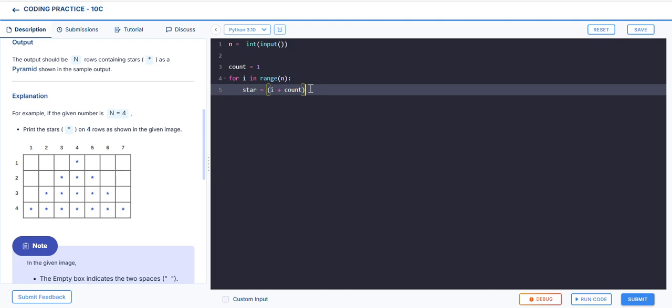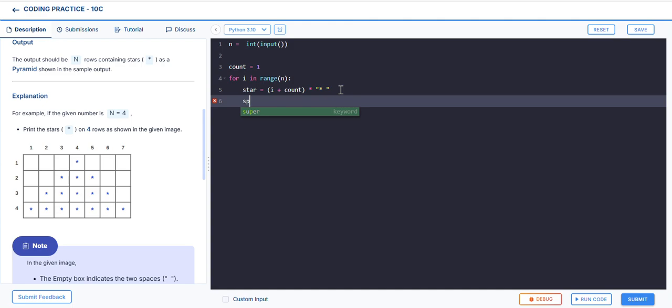Are you getting my point? This many times, I plus count times, we have to repeat the stars. Star means star with 1 space. This will be the star. And for space, what I said is n minus I spaces.